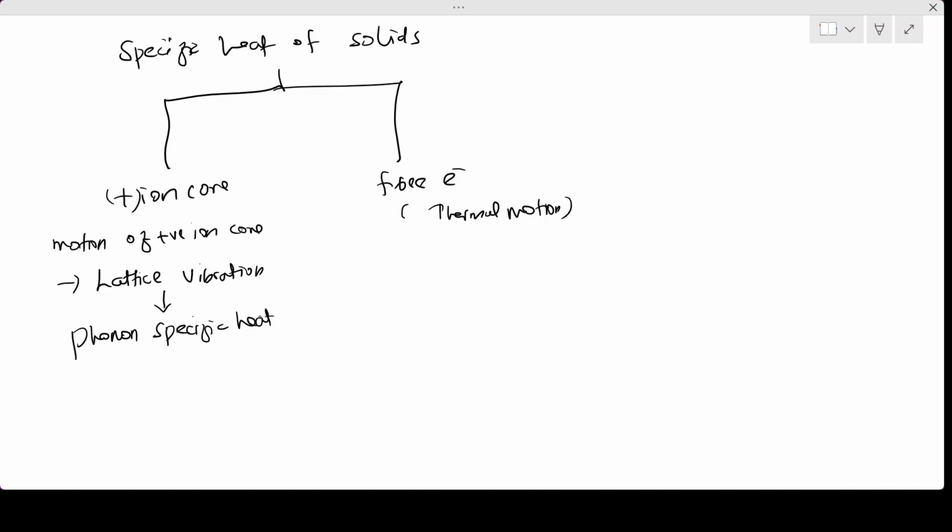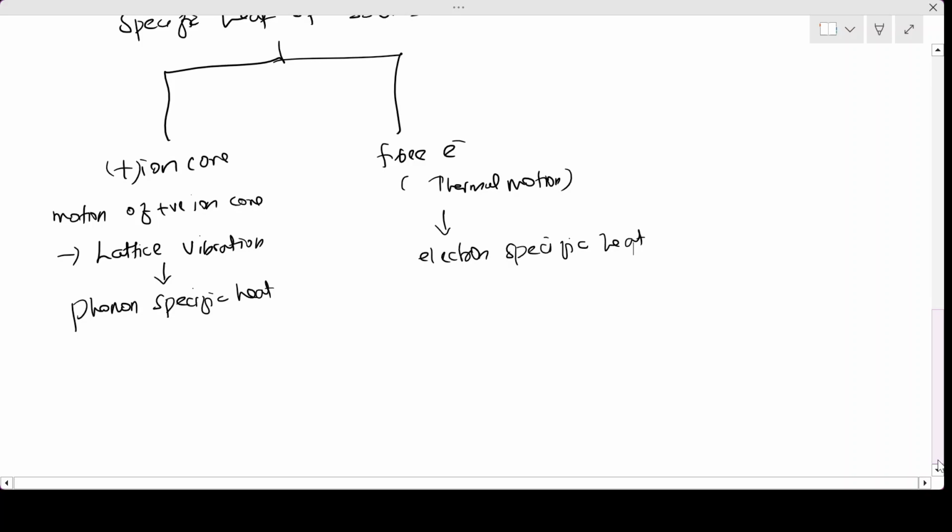So there is phonon specific heat, and there is also electron specific heat, or free electron specific heat. So in the solid case there will be two contributions. One is from the free electron side and another from phonons or the lattice vibration, which originates from the movement of the positive ion core. Okay, hope it is clear.